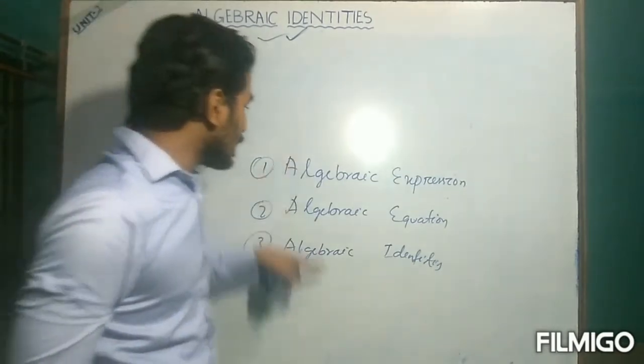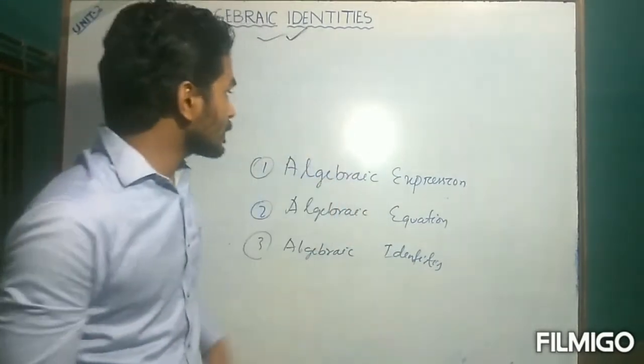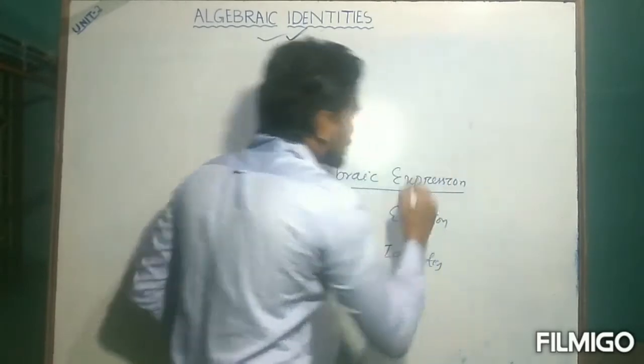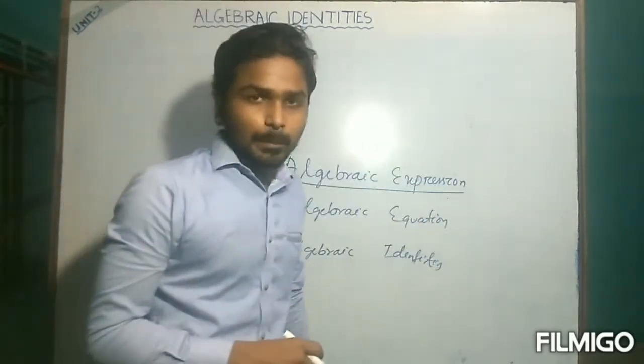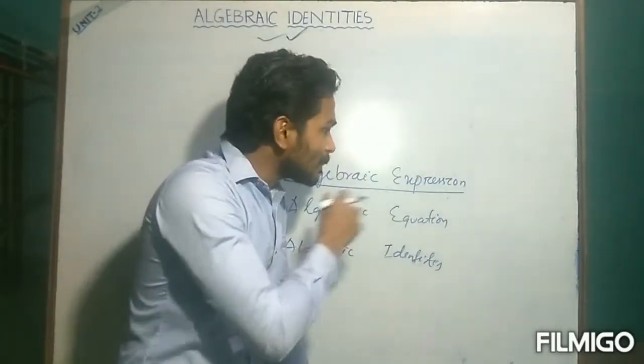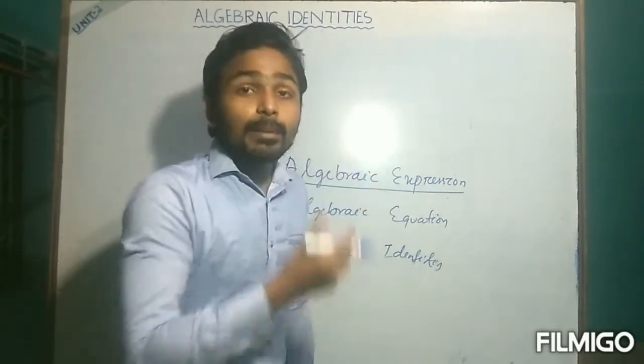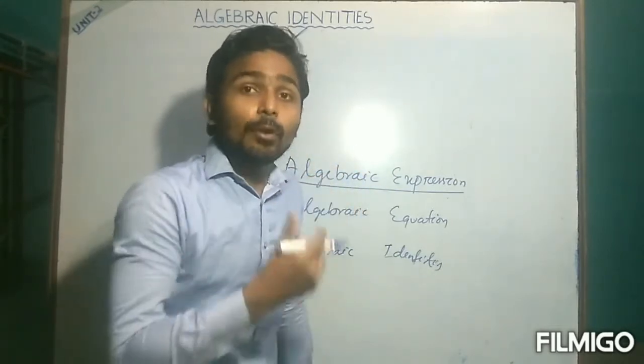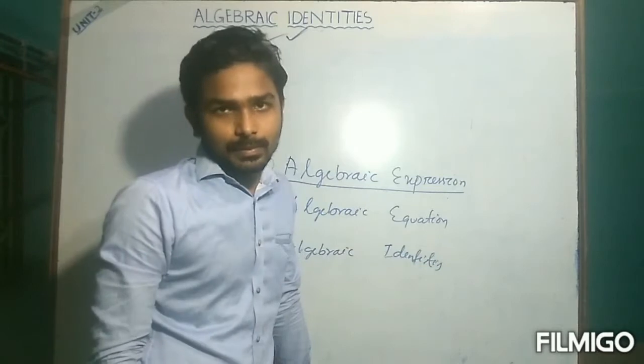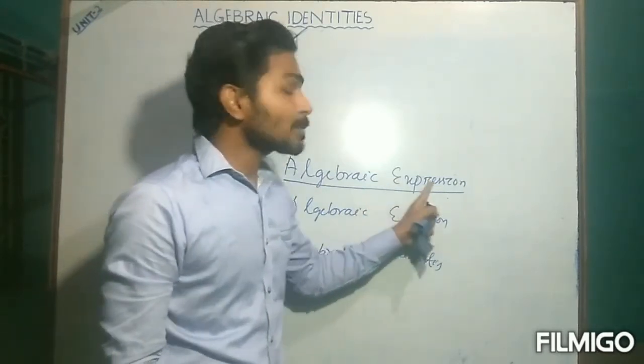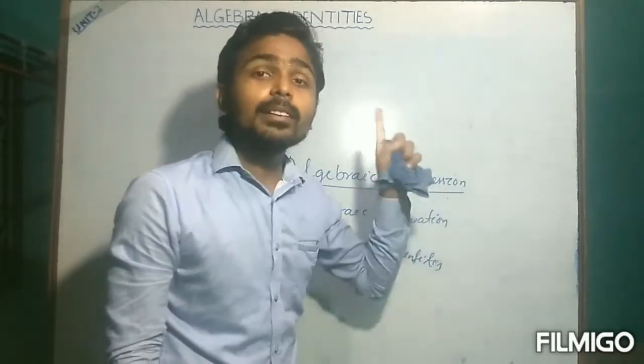Of these three most important terms, the first one is algebraic expression. What is an algebraic expression? An algebraic expression is a term or a pattern which is formed by variables. So algebraic expressions are the patterns which are formed by the variables.